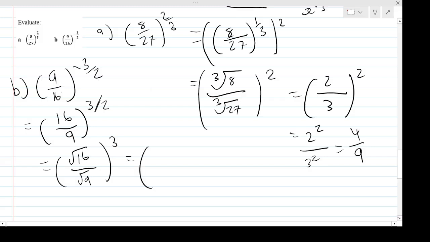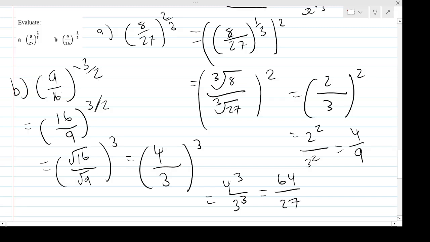So root 16 is going to be 4, and root 9 is 3. And then we're going to be cubing. And again, that's going to be 4 cubed then, over 3 cubed. Well, then we can just simply evaluate. 4 times 4 times 4 is going to be 64, and 3 times 3 times 3 is 27. And that is the fully evaluated version, okay?